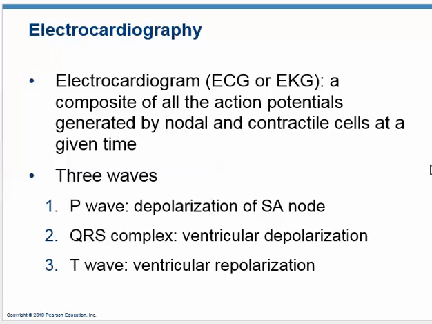When sodium crosses the membrane to allow the action potential, then that's an electrical event because a charged particle is moving. And so that current, that moving of charged particles, can be recorded, and so we end up with a tracing that has three distinct waves: the P wave, the QRS, and the T.